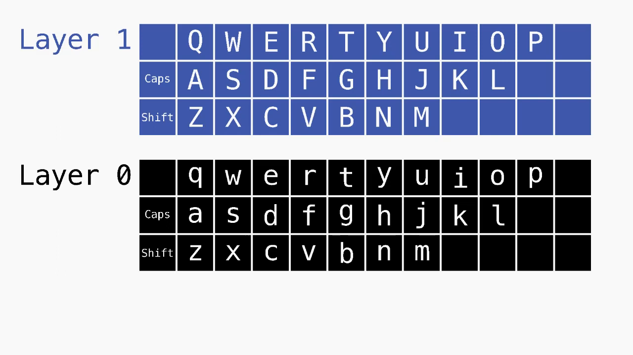Let's define two terms. A tap action is pressing one key and then releasing that key. A hold action is pressing one key and holding that key. If we hold the shift key and tap the A key, we get the capital A. If we tap the caps lock key to turn on caps lock and tap the A key, we get the capital A. Tap the caps lock key again to turn it off.